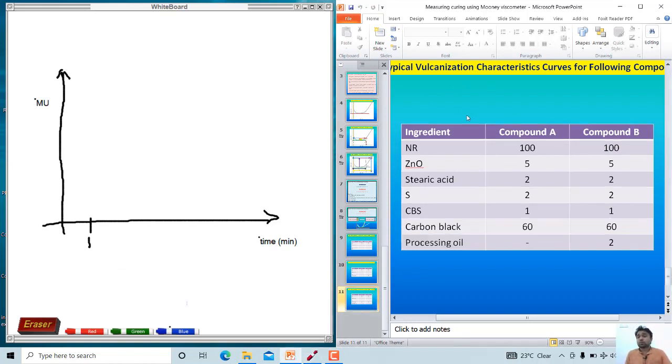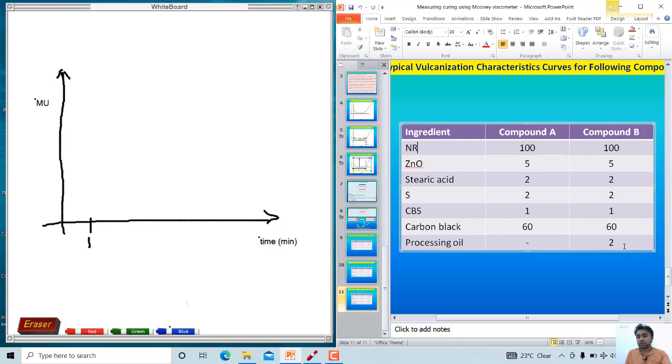We need to plot the typical vulcanization curves. Remember, it is vulcanization. Previously, in the previous video, we learned the Mooney viscosity curves. Here it is vulcanization of compounds, since we measure the vulcanization properties using the Mooney viscometer. That's why the compounds contain sulfur, accelerators, activators, etc. So all the things are same here, from NR to carbon black.